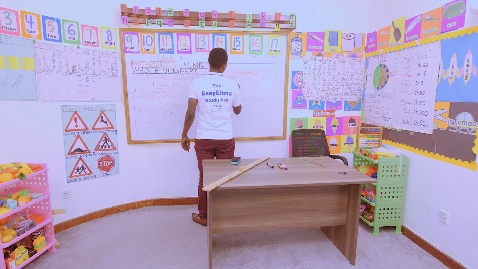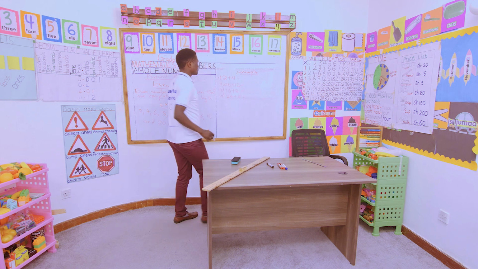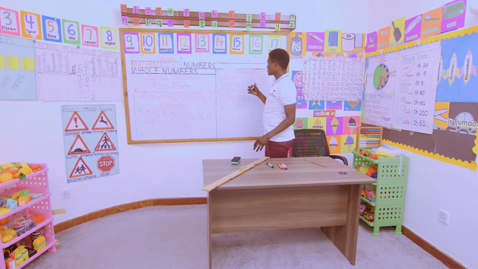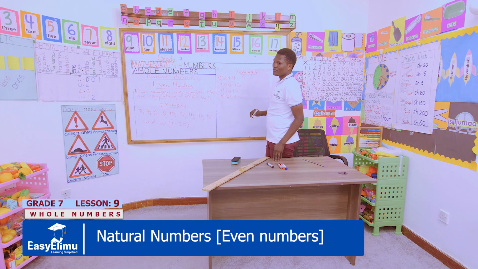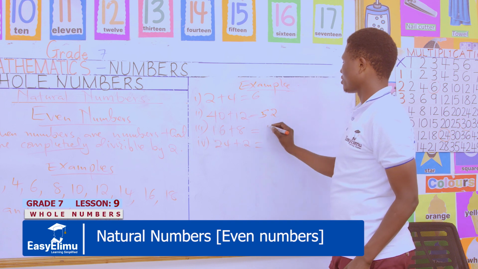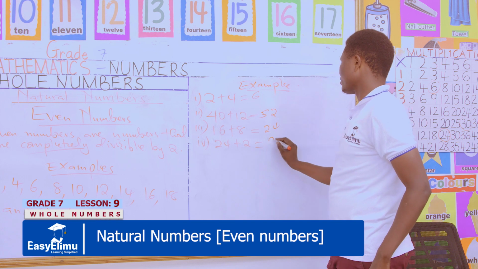If you add 2 plus 4, what do you get? You add 40 plus 12, what do you get? If you add 16 plus 8, what do you get? If you add 24 plus, say, 2, what do you get? What do you get? Yeah, the first one, Brian. 2 plus 4, 6, correct. 40 plus 12, John. 40 plus 12, 52, correct. 16 plus 8, Irene. 24, correct. 24 plus 2, Christine. 26, correct.